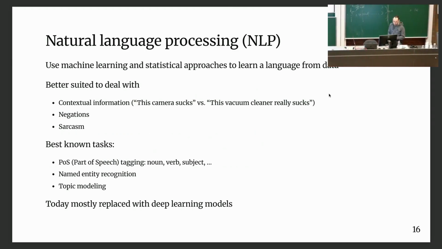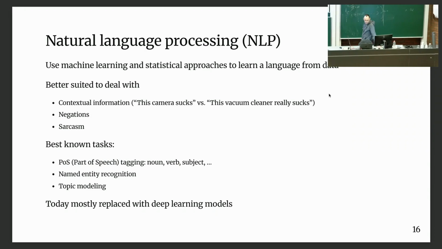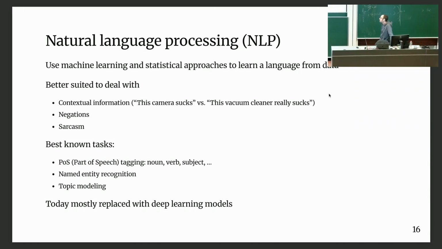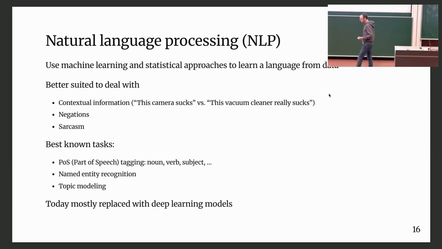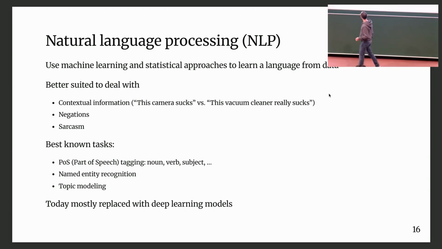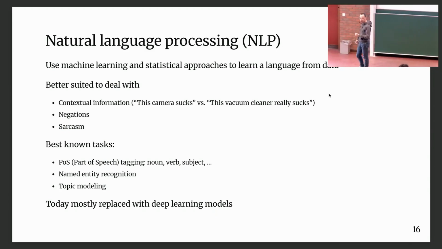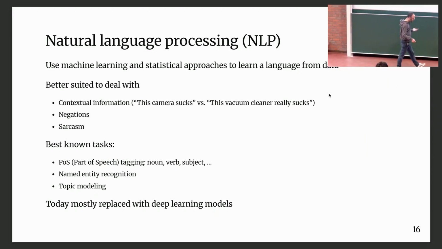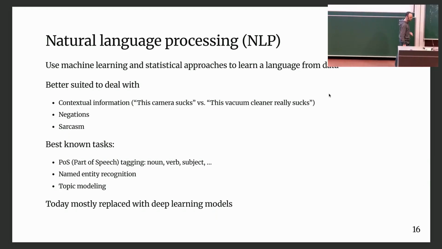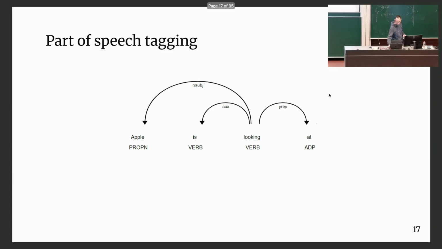Yeah, the next step then is, okay, you try to take machine learning and statistical approaches a bit further. And again, I'm not going to go into a lot of detail because today all of this field has been basically replaced with deep learning models. But originally, this field tried to bring contextual information, negations, and aspects such as sarcasm into the use cases that were developed, the use cases typically being either part of speech tagging, named entity extraction or recognition, and things such as topic modeling. Right? So nowadays, mostly replaced with deep learning-based approaches as well.